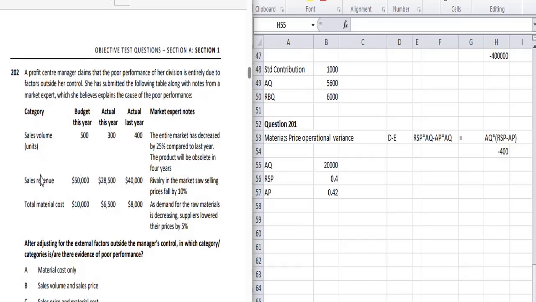But looking at this category, sales volume increase or decrease is based on certain factors, like customers might have changed their preference or a competitor might have arrived, but the reason has been given here.